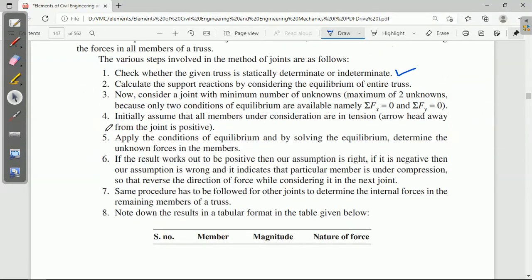Clear? After that, calculate the support reaction for the entire truss. We know how to calculate the support reaction. If any truss is supported with a roller or a pin joint, just apply the equilibrium condition and find out the support reaction. Clear? Now by considering each joint, we are going to find out the unknowns by applying the equilibrium condition.